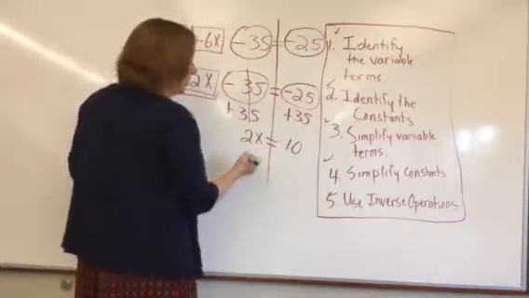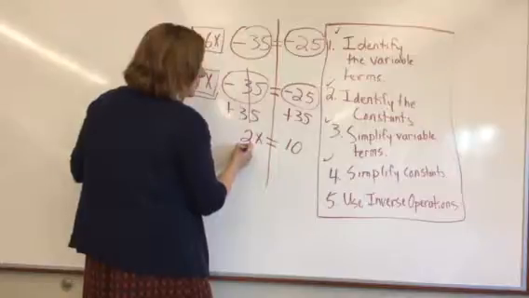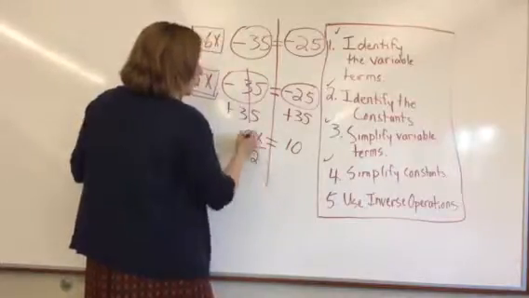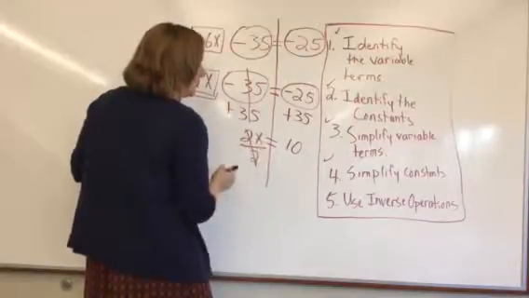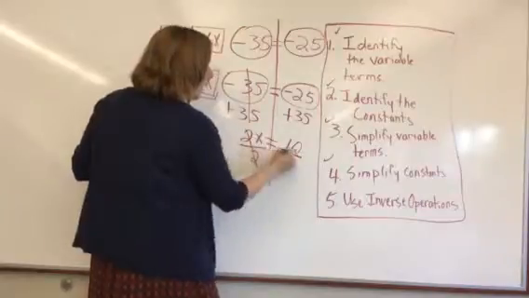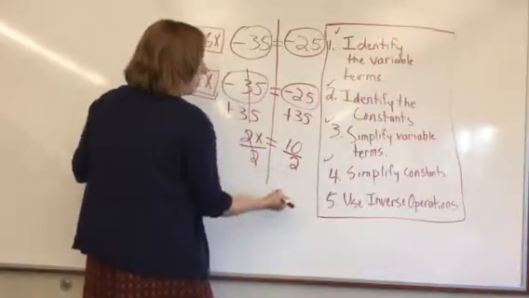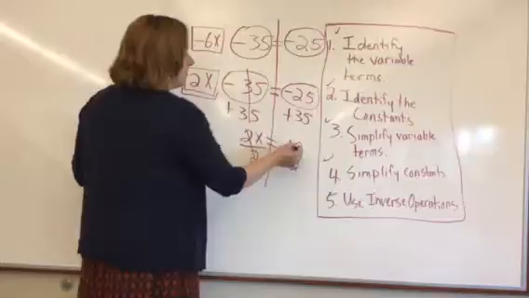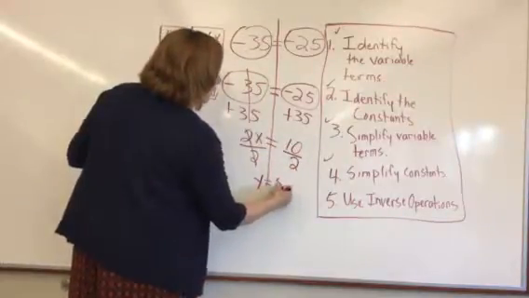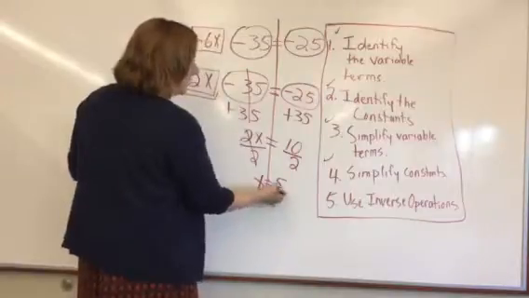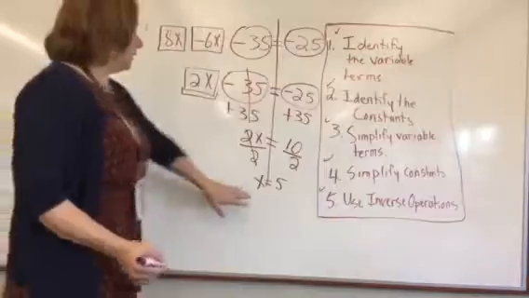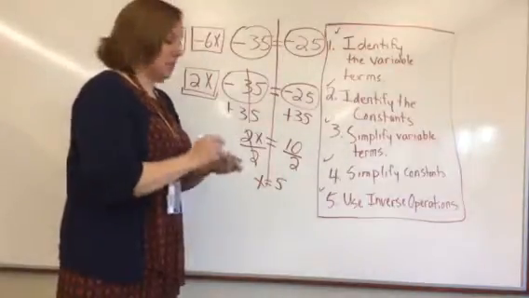The inverse operation of multiplication is division. So I'm going to divide by 2. 2 divided by 2 is 1. 1 times x is x. So this cancels out. But whatever I do on the left side, I have to do exactly the same thing on the right side of the equal sign. So I have to divide the 10 by 2, and I end up with x equals 5. I have isolated my variable using inverse operations, and we have solved a multi-step equation.